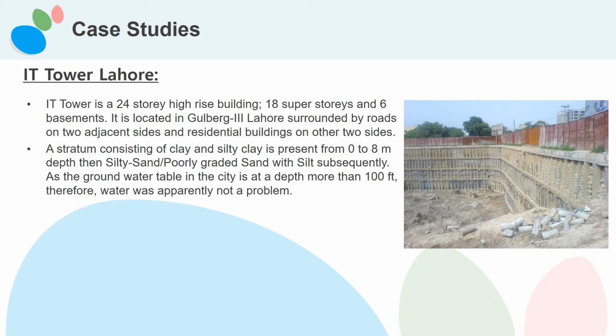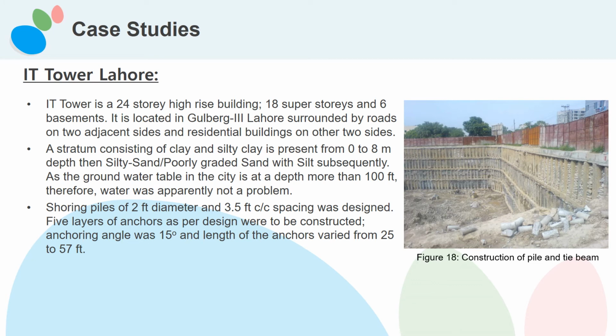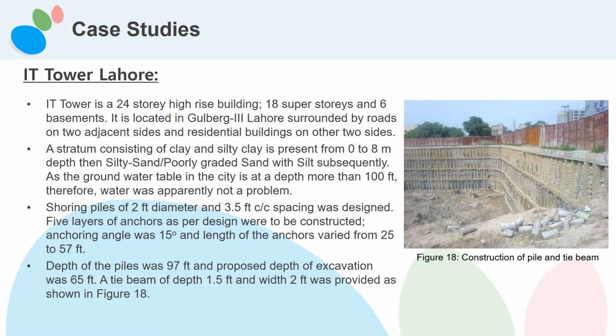As the groundwater table in the city is at a depth of more than 100 feet, water was apparently not a problem. What do we need to do for substructure work on this project? Shoring piles of 2 feet diameter and 3.5 feet center-to-center spacing were designed. 5 layers of anchors as per design were to be constructed. Anchoring angle was 15 degrees and the length of the anchors varied from 25 to 57 feet. Depth of the piles was 97 feet and proposed depth of excavation was 65 feet. A tie beam of depth 1.5 feet and width 2 feet was provided as shown in Figure 18.